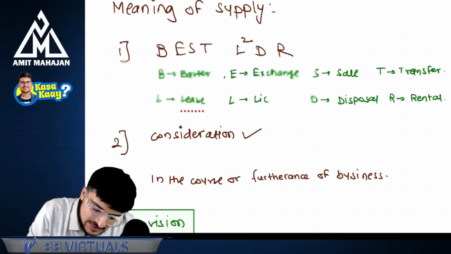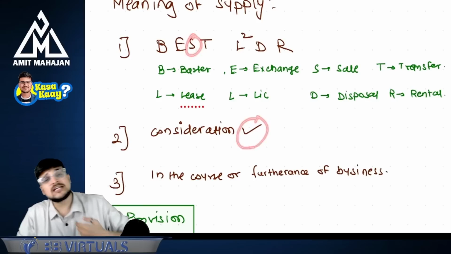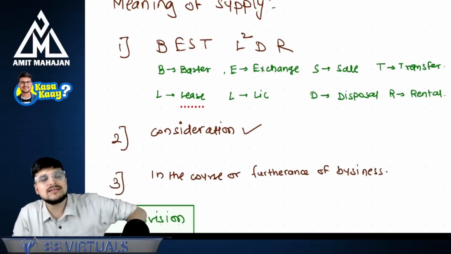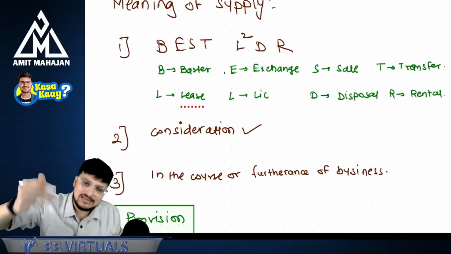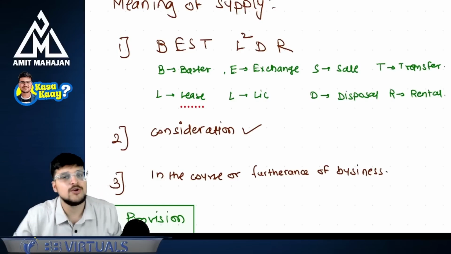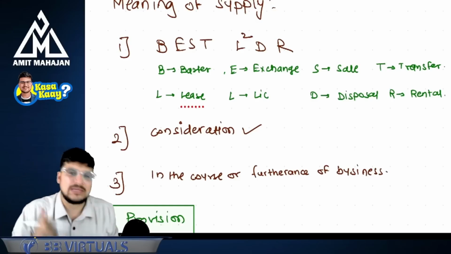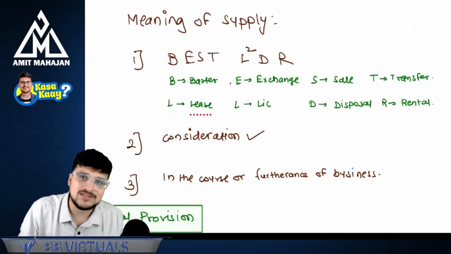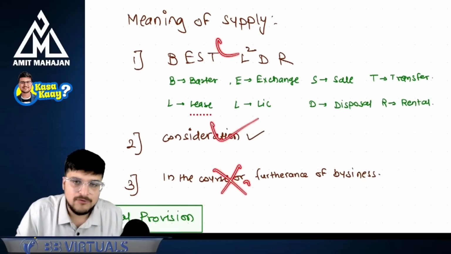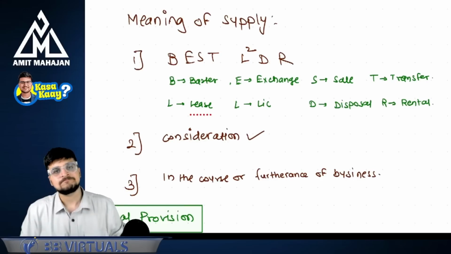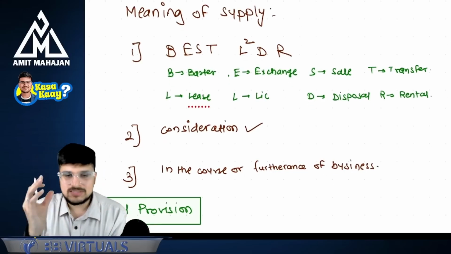Let's see. Is it sale? Yes. Is there any consideration? Yes. But is it my business to sell these ACs? No. Am I selling this AC in the course of my business? No. I'm selling this AC in a personal capacity, and that's why it will not be considered as supply, because the third condition is not getting satisfied. Second and first conditions are getting satisfied. Understanding? Perfect. Okay, I will give you one more simple example.